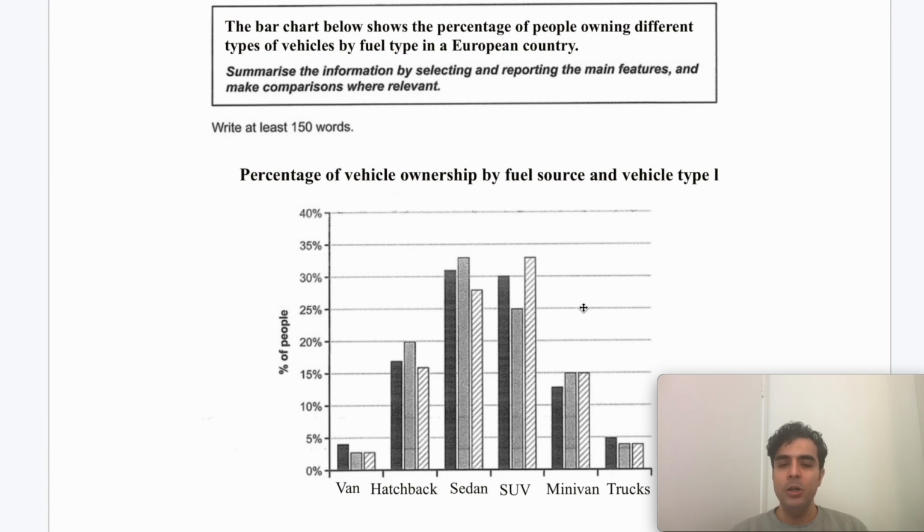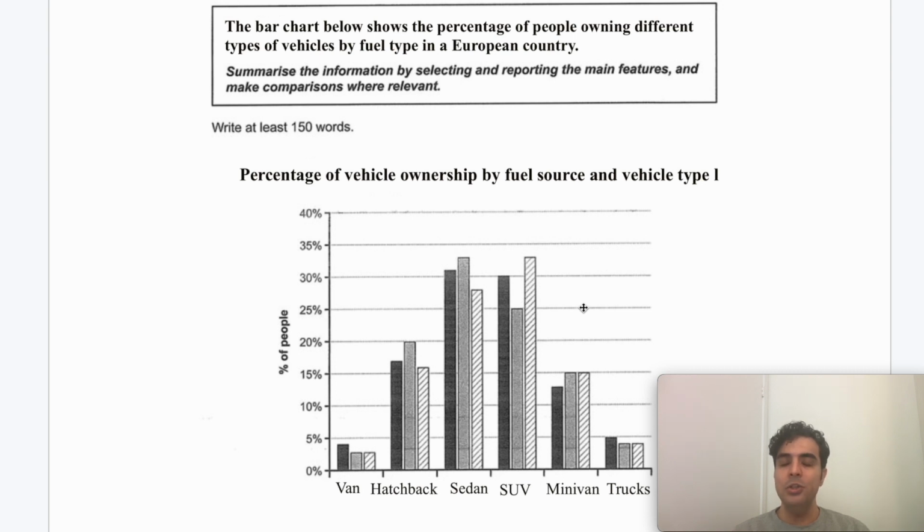It says, the bar chart below shows the percentage of people owning different types of vehicles by fuel type in a European country. The instructions are, again, the same thing we've seen before. Summarize the information by selecting and reporting the main features and make comparisons where relevant. Now, the task has just told us that this is a bar chart.